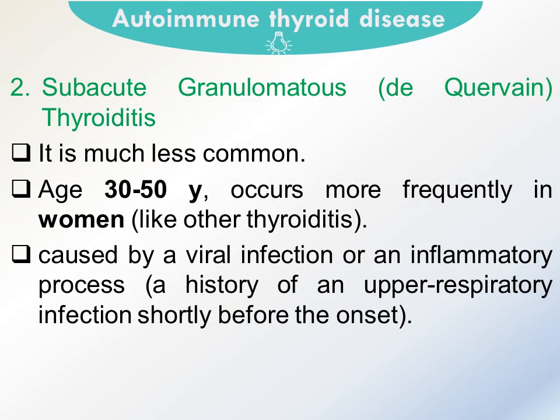The second clinical subtype is called subacute granulomatous thyroiditis or De Quervain thyroiditis. It is much less common than Hashimoto thyroiditis. It is more common between 30 to 50 years of age and, like other forms of thyroiditis, occurs more frequently in women than in men. In addition, subacute thyroiditis is believed to be caused by viral infection or an inflammatory process triggered by viral infections and not by an autoimmune process. The majority of patients have a history of an upper respiratory infection shortly before the onset of thyroiditis.